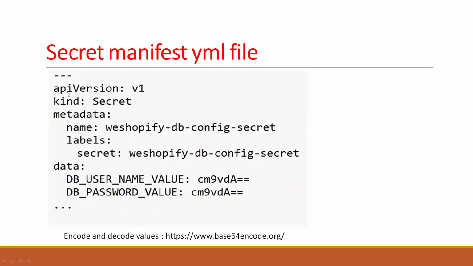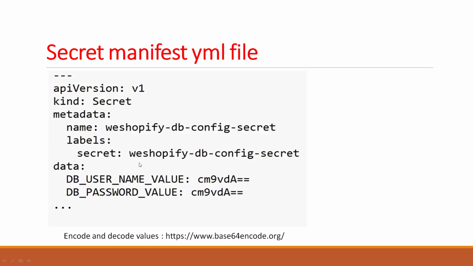What is that secret? apiVersion v1, kind equal to Secret, metadata name vshopify db config secret, labels equal to secret, vshopify db config secret, data. Same apiVersion and kind, but here we need to provide the data: DB username value and DB password value. So did you get this? What is the username and password, guys? Is it recommended to pass the plain username and password in the secrets? No, we cannot pass them plainly.